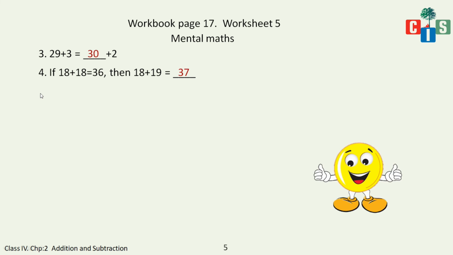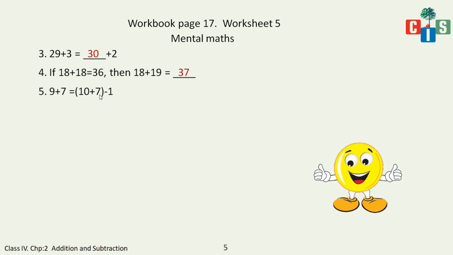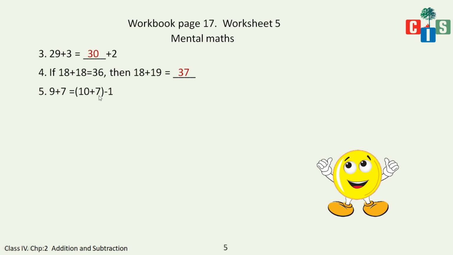Okay. Now fifth, we have 9 plus 7 is equal to (10 minus 1) plus 7. Is this true or false? Now see students, 7 is as it is 7 and 10 minus 1 will give me 9. So the answer is the same, 9 plus 7. Okay, so this statement is true.